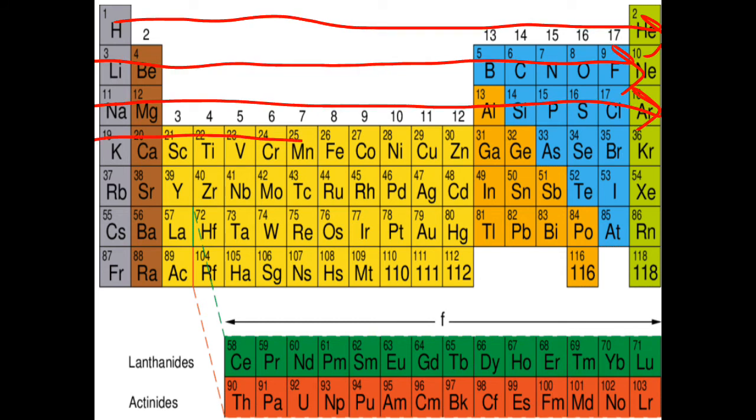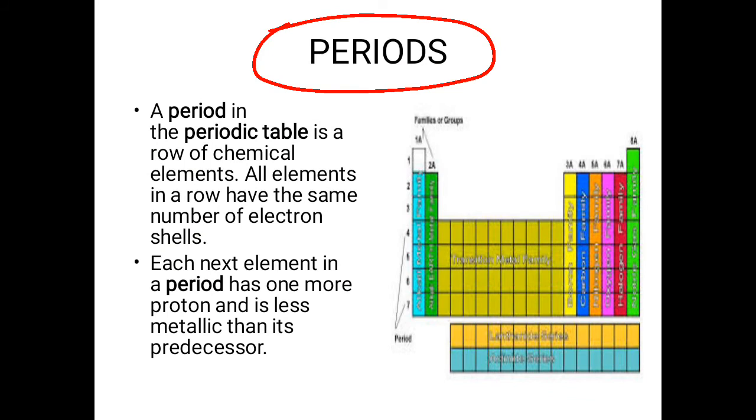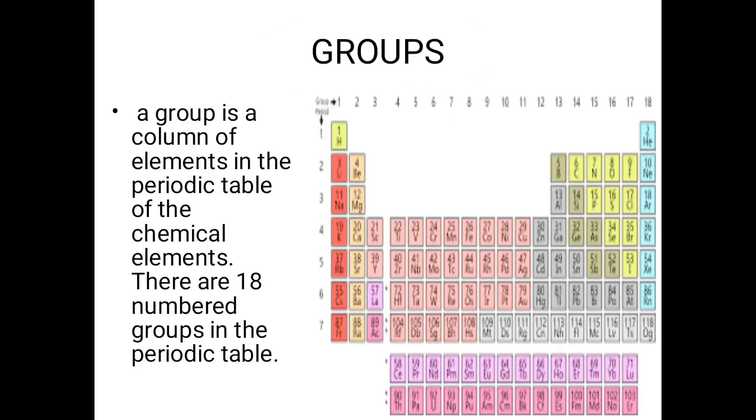Similarly, fourth row, fifth row, sixth and seventh. So how many rows are there? There are 7 rows, meaning there are 7 periods in the periodic table. And one more thing we have to learn: all the elements belonging to the same row, the same period, have the same number of electron shells. I will discuss this after a few slides.